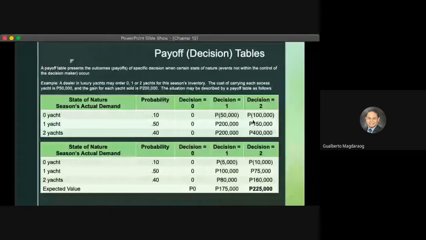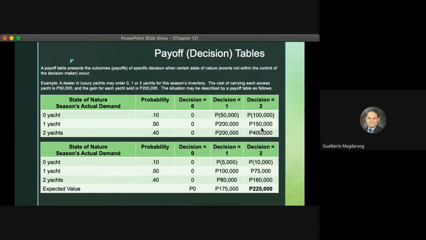Okay, pag ang ginawa mo naman, minanufacture natin is 2, and walang nag-demand, walang bumili, therefore we have to maintain 2 yacht, and therefore we have to pay 250,000, which is equals to 100,000. Pag isa naman yung bumili, 2 yung inventory natin, we will earn 200,000, but we have to pay for the excess. That is 50,000. So yung 200,000 natin, mababawasan ng 50,000. Kaya 150 na lang.